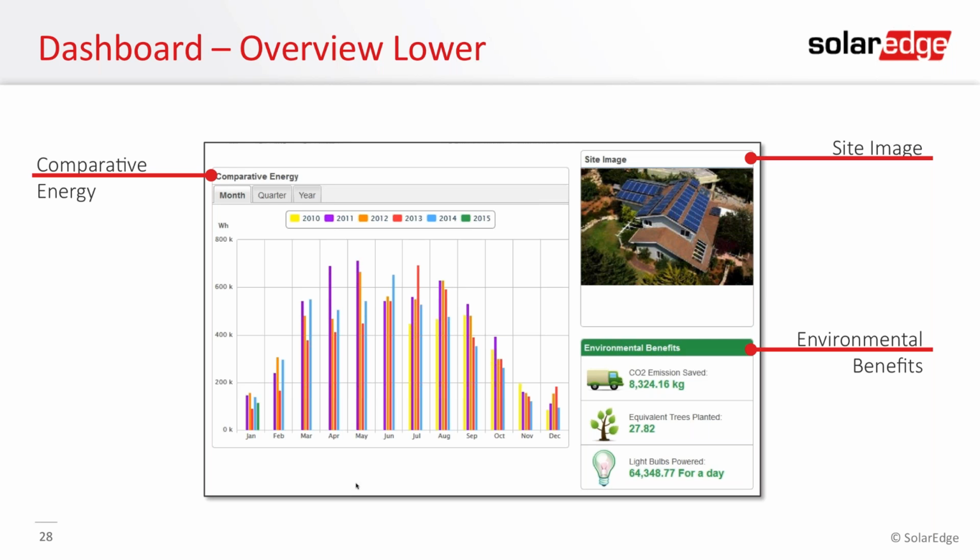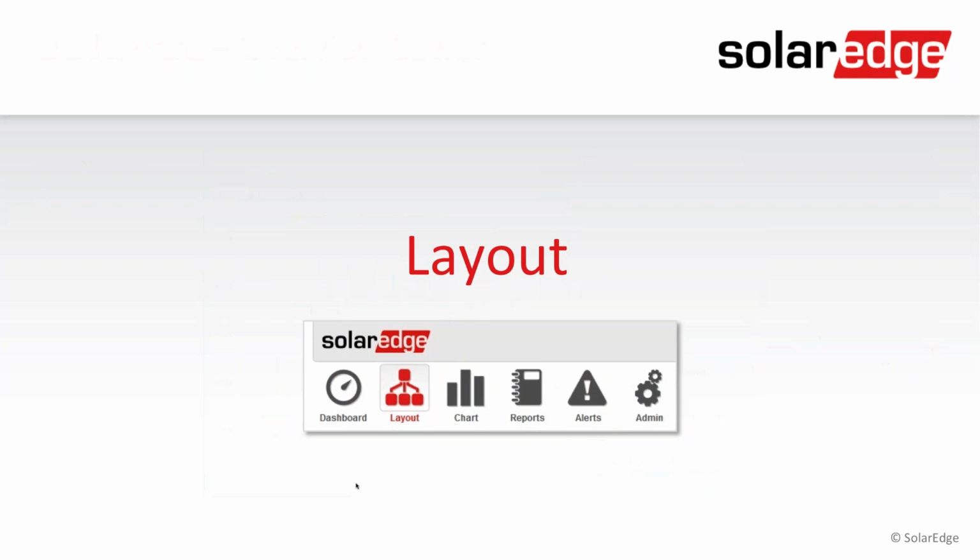Right underneath that is the environmental benefits summary box. Customers often want to feel good about what they've done, about installing solar in the first place. They can look here to determine, this is how much CO2 emission I've saved, the equivalent amount of trees planted, and the equivalent of light bulbs powered. Okay. Next, we are going to jump to the layout menu.